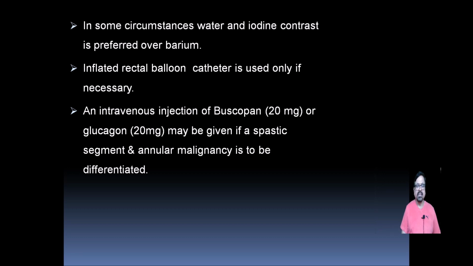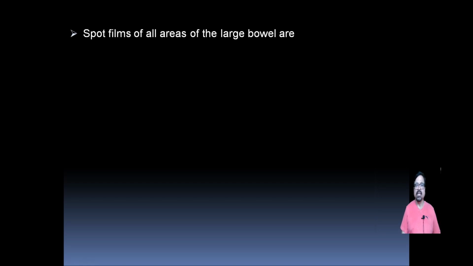Now, intravenous injection of Buscopan 20 mg or glucagon 20 mg may be given if a spastic segment or annular malignancy is to be differentiated. If you are suspecting a spasmodic segment or a segment which is not distending, give the patient IV Buscopan or glucagon. If it is malignancy, the segment will not distend, or if it is a spasm, then the segment will get distended. If it is projectional, then your oblique or compression film will differentiate.